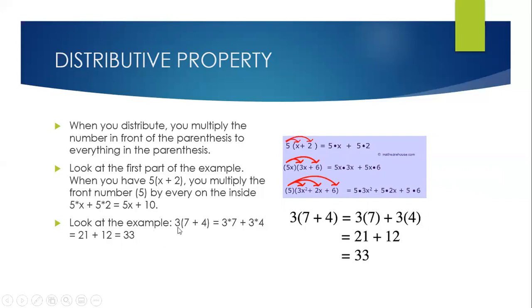Let's look at the second example down here. We have 3 parentheses 7 plus 4. We need to apply the distributive property. 3 times 7 plus 3 times 4 is 21 plus 12, which is 33. So the number on the outside of the parentheses multiplies by everything on the inside of the parentheses. Make sure everything gets its multiplication. So 3 times 7, 3 times 4.